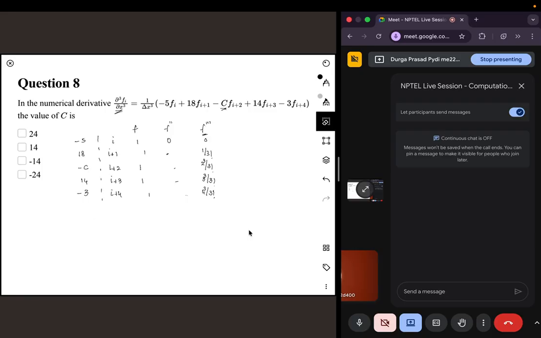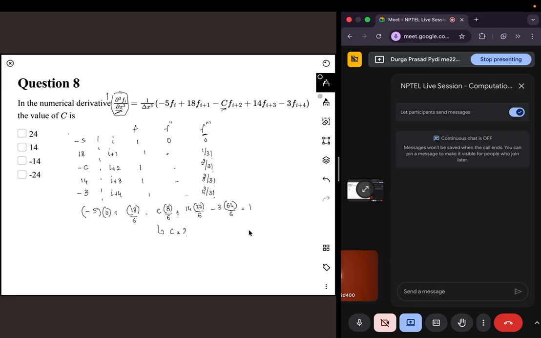So just take a dot product of these two matrices and then equate it to 1, because we are solving for f cube. The coefficient here is 1. So this will be minus 5 into 0, plus 18 by 6, minus c into 8 by 6, should be equal to 1. Solve this to get the value of c.